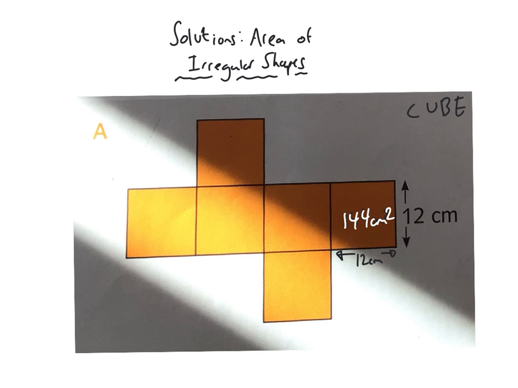Okay, now as we said with the cube there are 6 square faces, so we need to multiply that by 6 to find out the area of the whole shape. When I did that, 144 multiplied by 6, I found that the answer was 864 centimetres squared.